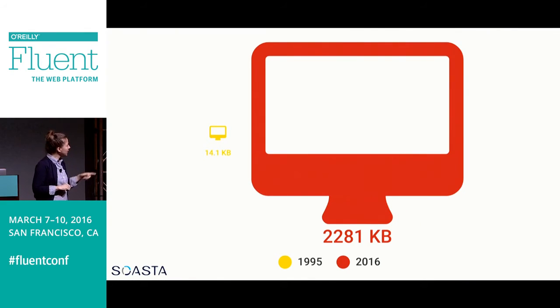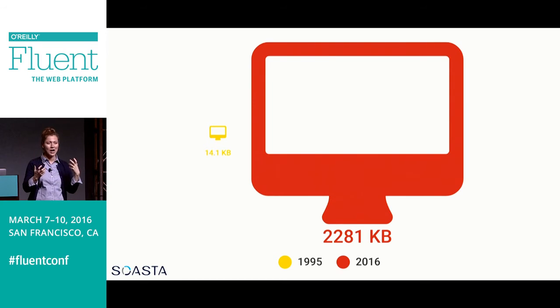This is the 1995 page here, which was 14.1 kilobytes in size. And this is our 2016 page, according to the HTTP Archive, which is over 2 megs in size. I calculated, so you don't have to, that's actually an increase of 16,000%. I don't know how many people here think that the web has actually gotten 16,000% faster over the past 20 years. I'm not quite sure it has.